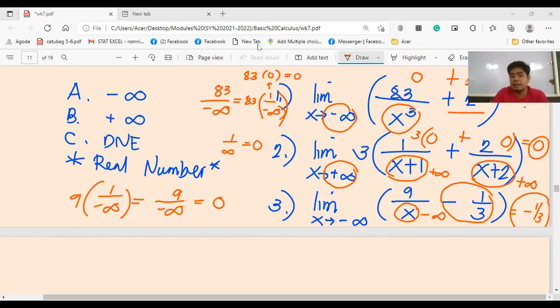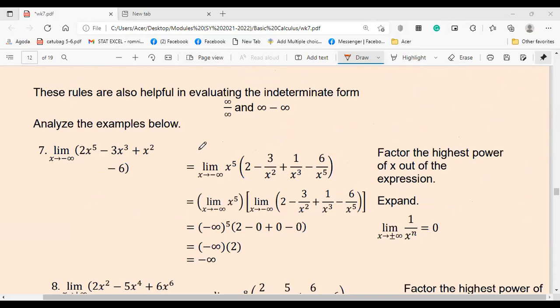And as manifested by your answers, okay, you are manifesting good scores pagdating ng last quiz and also your final exam. Okay, mag-move na tayo sa next rule. Okay. Now, these rules are also helpful in evaluating the indeterminate forms. Ibig sabihin, yung 1 over infinity daw ay malaki din ang tulong niya para masagutan mo ang mga indeterminate forms na ganito.